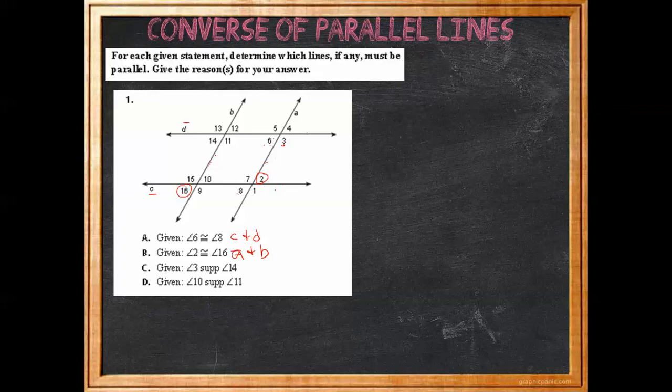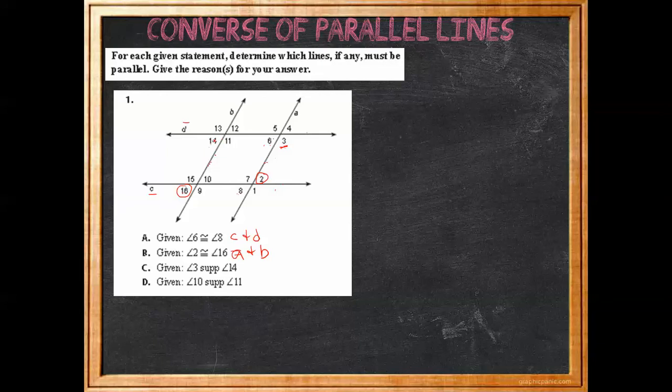Now we're given that angle 3 is supplementary to angle 14. If 3 is supplementary to 14, then these are same side exterior angles. Now, we don't really know yet. There is a theorem out there, but we haven't learned that yet.